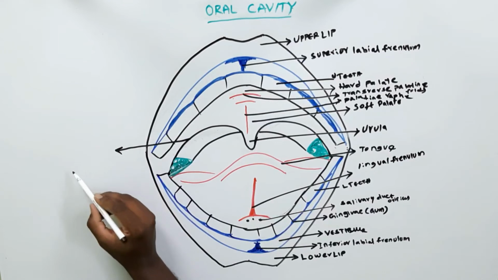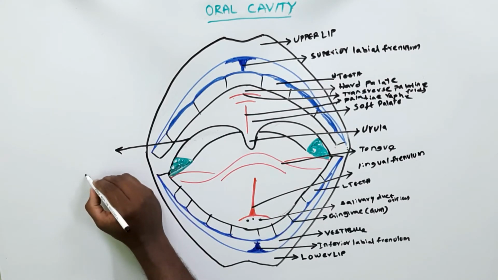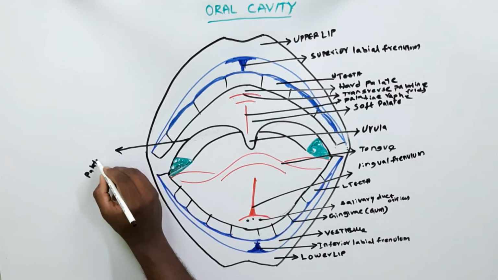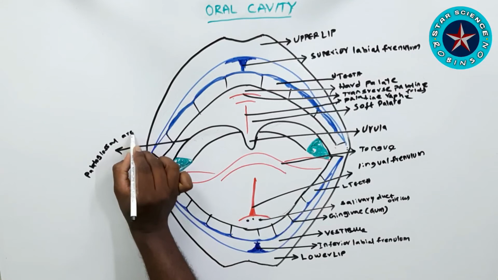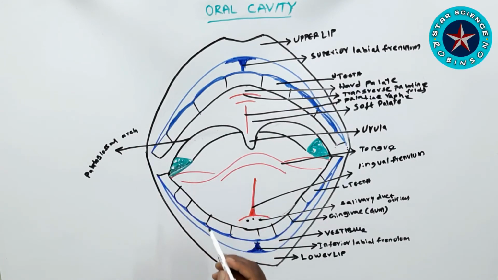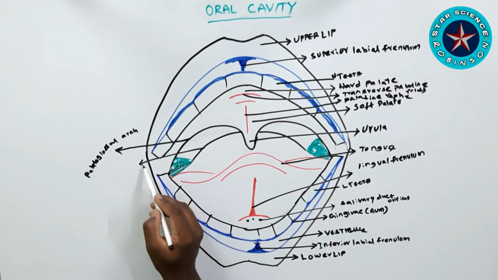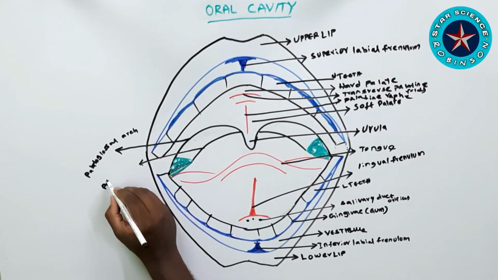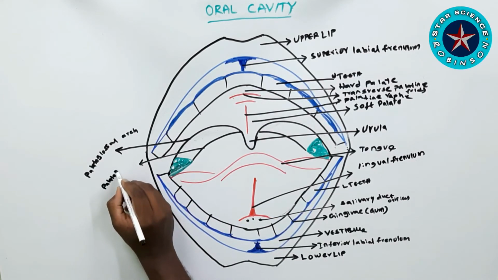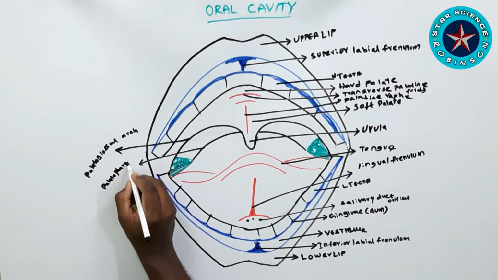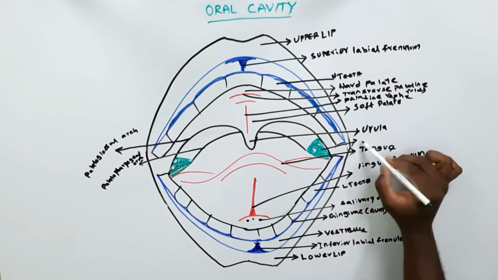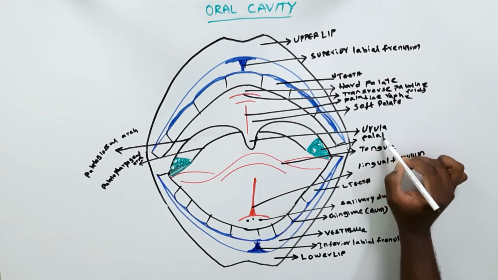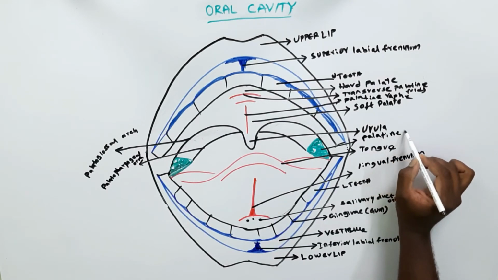This is called the anterior pillar, which is the palatoglossal arch. This is anteriorly present, so it is called the anterior pillar, that is the palatoglossal arch. Now we are seeing the posterior part, called the posterior pillar, which is also named the palatopharyngeal arch. Now I'm showing you the palatine tonsils, which are situated on either side of our oral cavity.